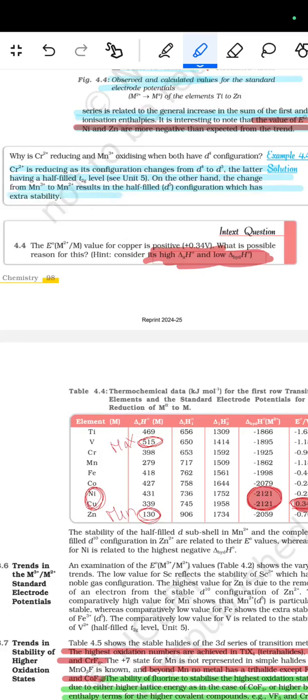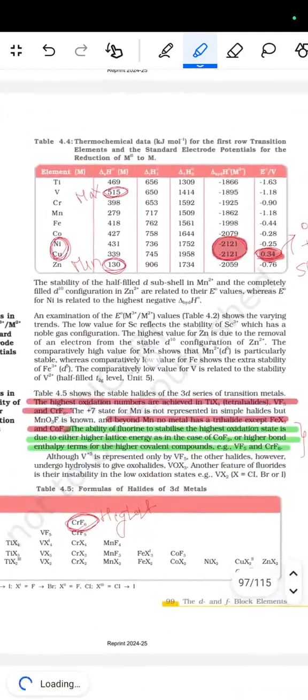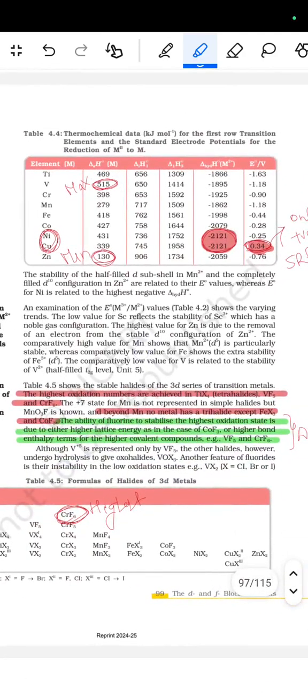Next, the electrode potential M2+/M value for copper is positive, +0.34 V. What is the possible reason for this? Hint: consider its high heat of atomization and low hydration enthalpy. After this comes the thermochemical data in kJ per mole for the first row transition elements and the standard electrode potentials for the reductions of M2+ to M.